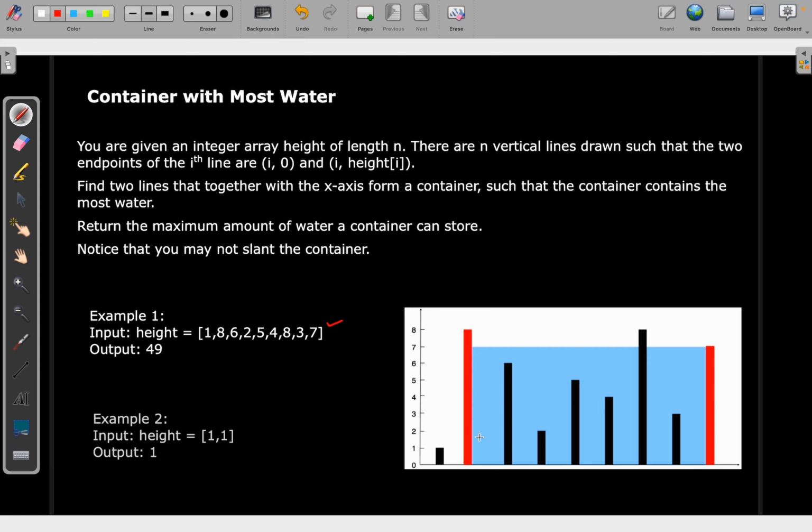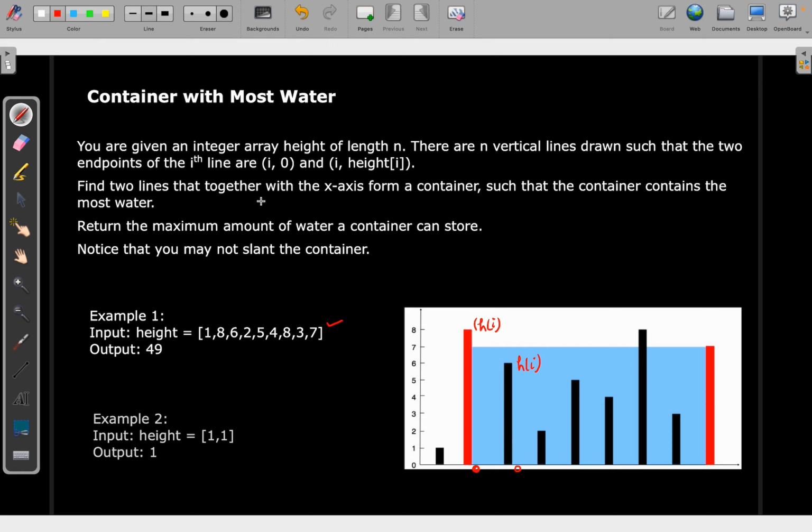Now, the two endpoints of one vertical line are like this. This is my zeroth point and this is my height h of i. Similarly, this is 0 and this is h of i. Basically, the height of the container, or vertical lines.